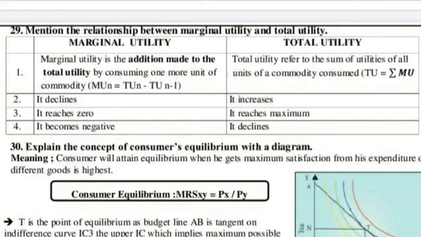First, marginal utility declines, total utility increases. Second point, marginal utility reaches 0, total utility reaches maximum. Third, marginal utility becomes negative, total utility declines.